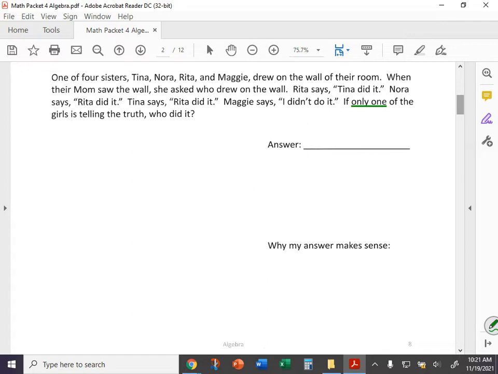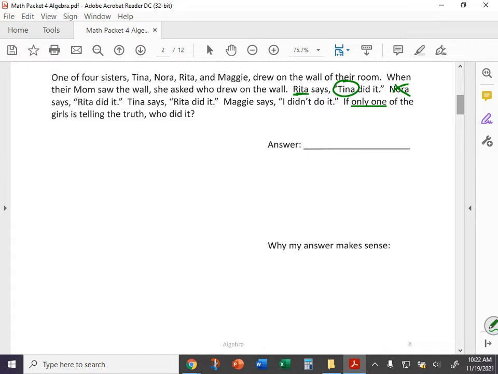So what you need to do here is kind of start at the beginning, right? Let's assume that Rita is telling the truth. If Rita's telling the truth and Tina did it, right? Remember, only one girl is telling the truth. If we assume it's Rita, you have to run through the other 3 and see if they're lying. If Tina did it, is Nora lying when she says Rita did it? Yes, right? She's not telling the truth. So that checks out.